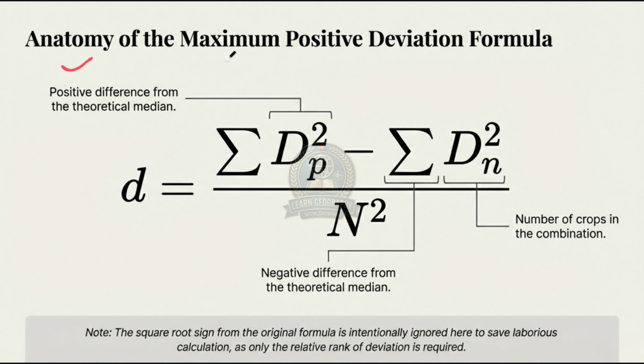Okay, anatomy of the maximum positive deviation formula. This is the formula. Positive difference from the theoretical median, d square p and d square n, n is the number of crops in the combination, and this is the negative difference from the theoretical median. The square root sign from the original formula is intentionally ignored here to save laborious calculation, as only the relative rank of deviation is required. There is no square root in this formula. Summation d square p minus summation d square n divided by n square is equal to d.